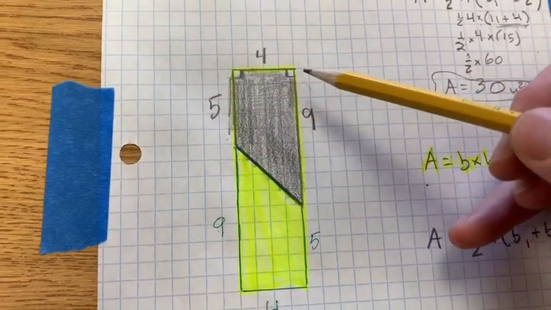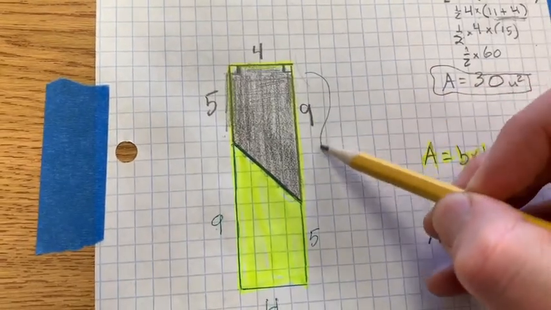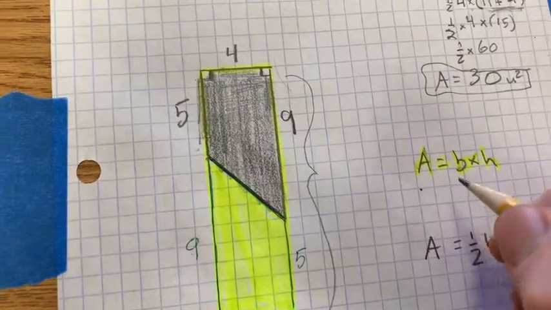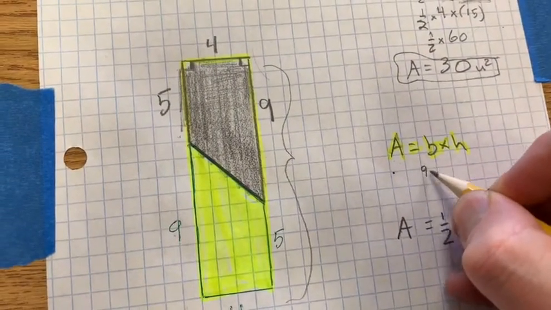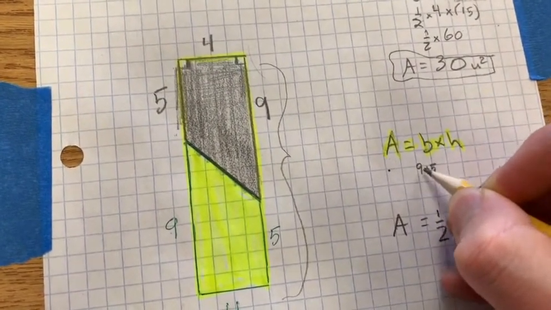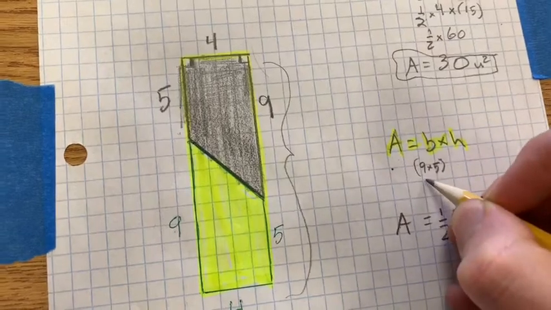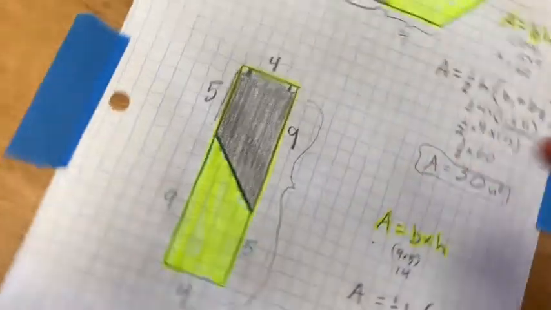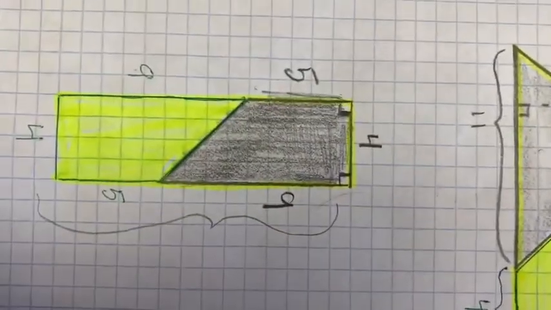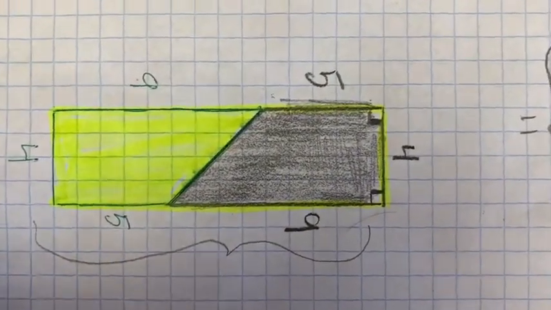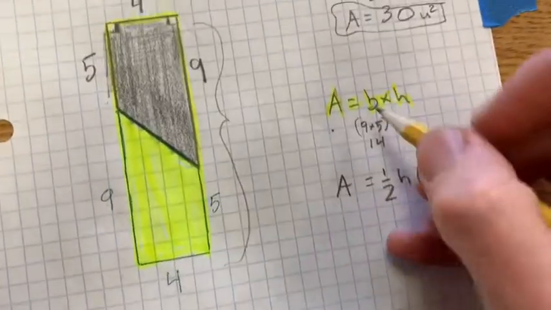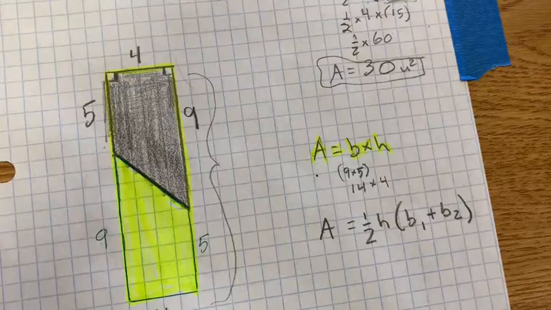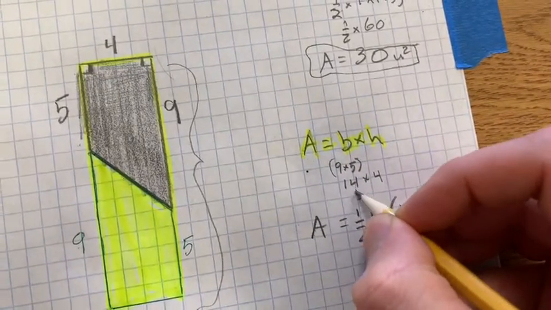And it looks like the sides are 4 by the two bases combined. So 9 plus 5, right? Let's say 9 plus 5 are my two bases combined, which is 14. And then the height, and you have to kind of turn it sideways here. The height is how far apart the bases are. That's 4. So I would do 14 times 4, which is 56.